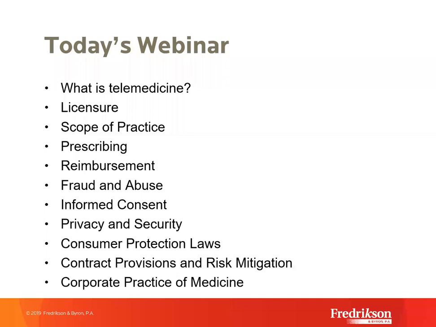Now, there are other laws and regulations we won't be covering in today's presentation, but it will be important to consider when structuring a telemedicine arrangement. But today we hope to give you a good sense of the key laws and regulations to get you started.